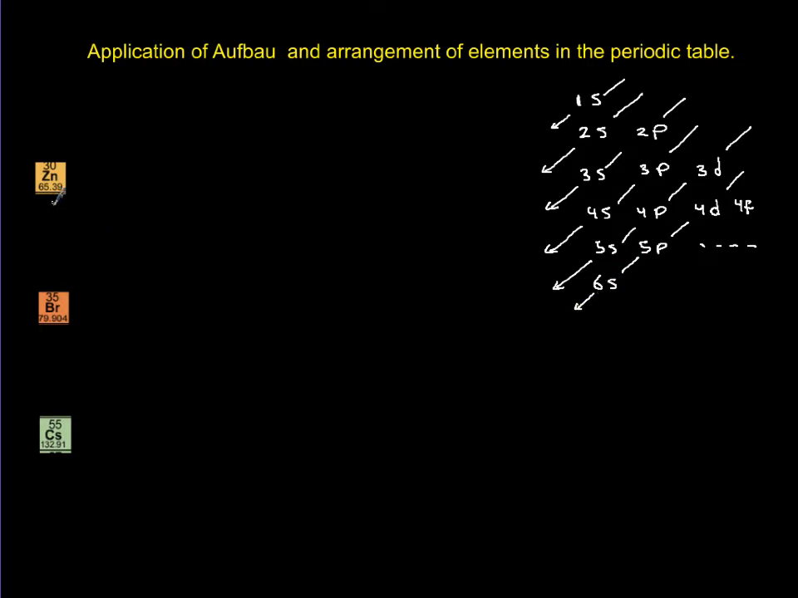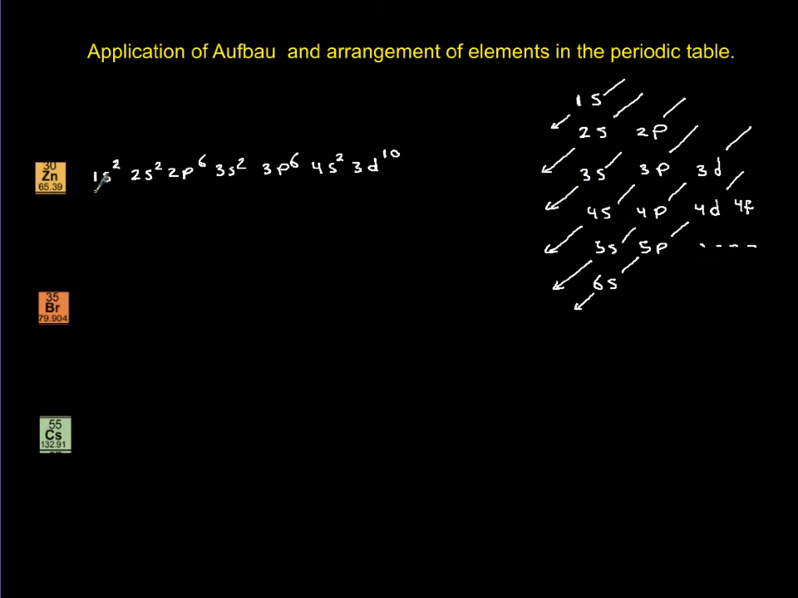So let's just do it. Zinc has 30 electrons, so I put 2 of the 30 in the 1s, then 2s2, 2p6, then after that is 3s2, then comes 3p6, then 4s2, 3d10. And we have our 30 electrons, and I followed my diagonal rule.